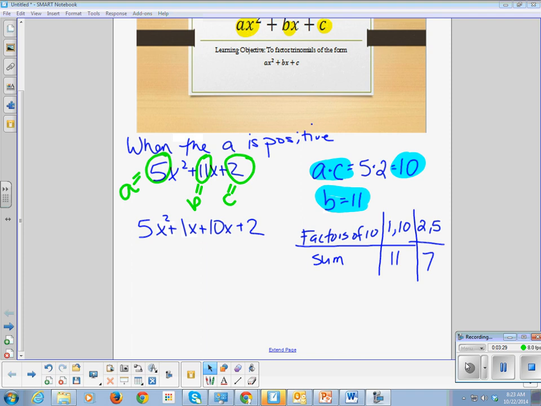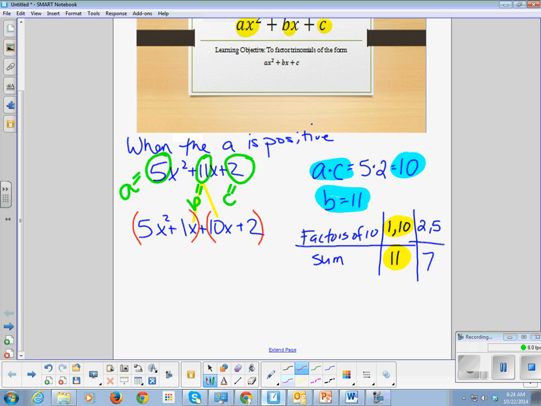All right, so we take our factors that we found to be true, 1 and 10, that have the sum of 11, and we split B up into 1 and 10. And then we are going to group it. So I'm going to put some crazy parentheses. I'm going to group 5x squared and 1x, 10x and 2. I'm grouping these things together.